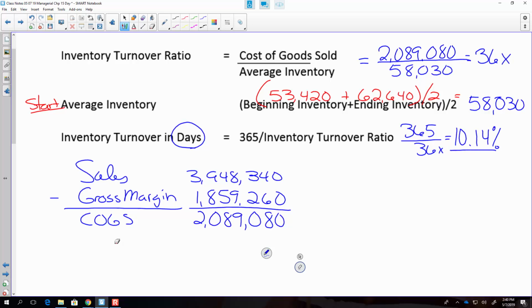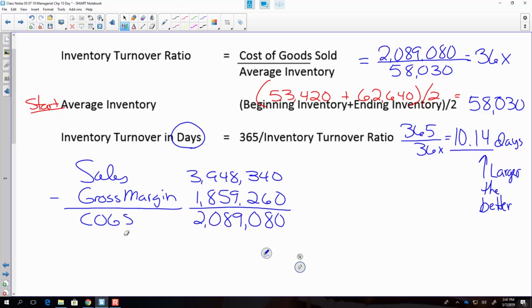If I go to 2, oh, that's not a percent, it's days. Sorry. Get carried away with percent symbols. So every 10 days, I'm turning my inventory. So the larger the number, the better. If I can turn my inventory quickly, that means I don't have that cost tied up in inventory, right? It's getting sold, and I'm making money on every product I sell.